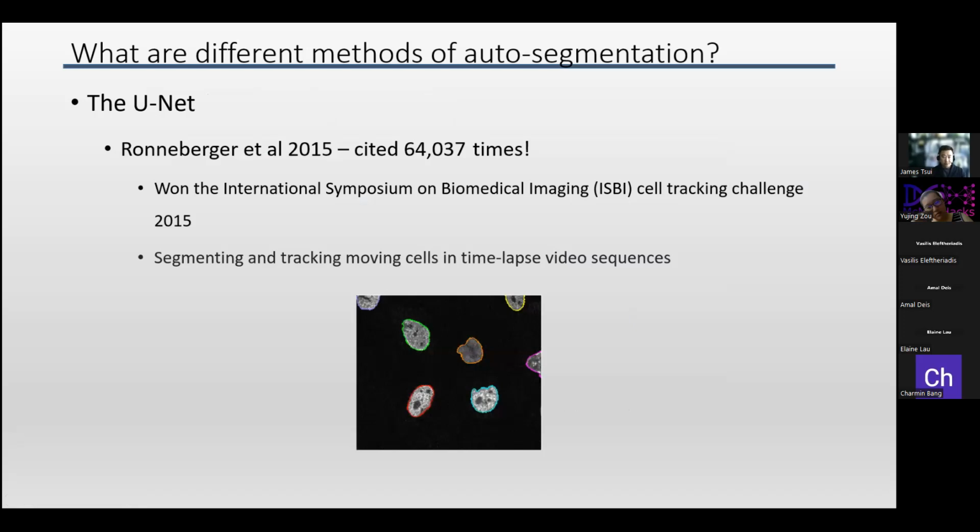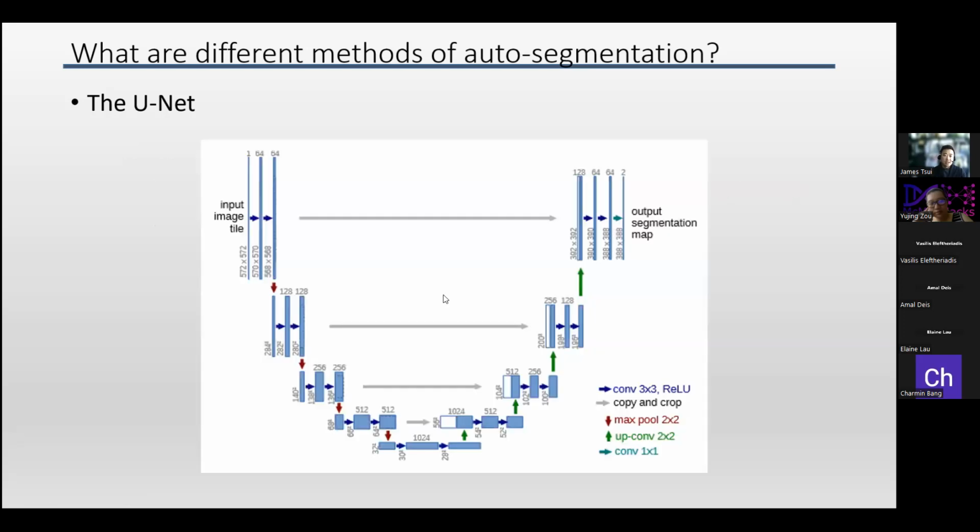One that's very, very popular is called a U-Net, proposed in 2015 by Ronneberger. To date, it's been cited 64,000 times. Every time I check on Google Scholar, it grows by hundreds. It was a very popular model. It won the ISBI challenge in 2015. It was originally designed to segment and track moving cells in time-lapse video sequences. But it has since been shown to be very effective in doing auto segmentation in medical images. Because it's been cited so often and used so widely, in fact, pretty much all of the commercial auto segmentation tools are based on a U-Net variant.